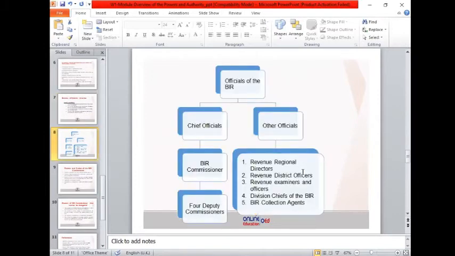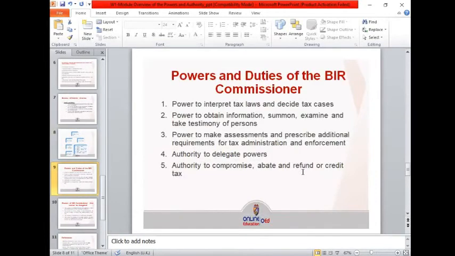So look at this. These are the officials of the BIR. They have the chief officials and the other officials. The chief officials are located in the BIR head office in Diliman, Quezon City. They have the BIR commissioner and also the 4 deputy commissioners and the extended offices. We have the other officials: the revenue regional directors, officers, revenue examiners and officers, even the division chiefs of the BIR, and collection agents.